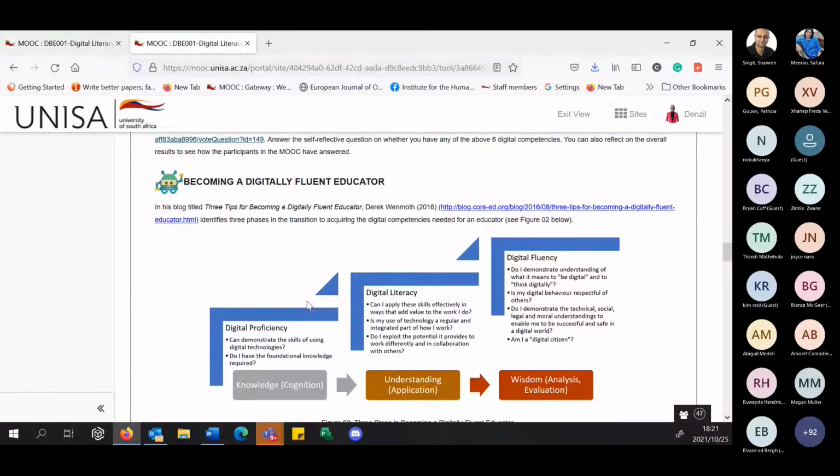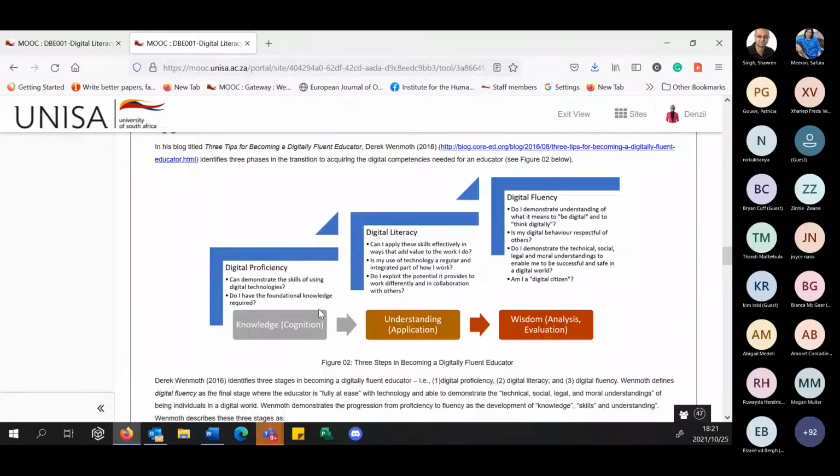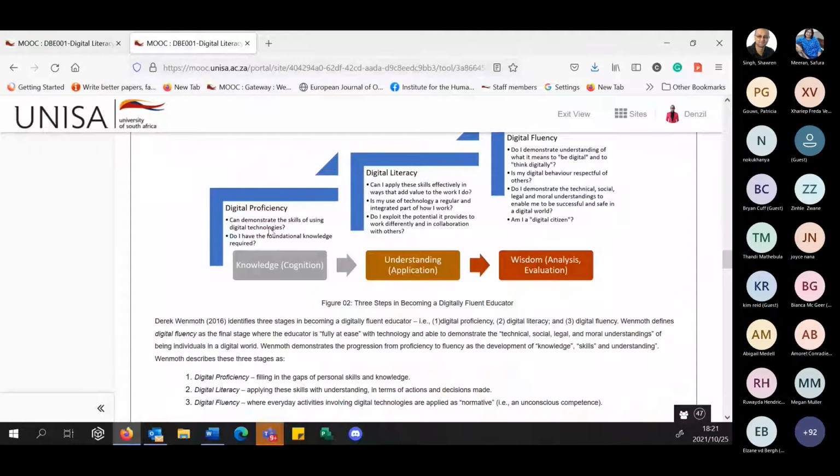Now, if you search up digital literacy, you'll find 3 concepts that have emerged as categories: digital proficiency, digital literacy, and digital fluency. And it's all interconnected, right? Now, let me quickly look at what this means. The idea here is that digital proficiency means I can demonstrate the skills of using digital technologies, like my laptop, my mobile device, etc. Do I have the foundational knowledge required? That's proficiency, knowledge, cognition.